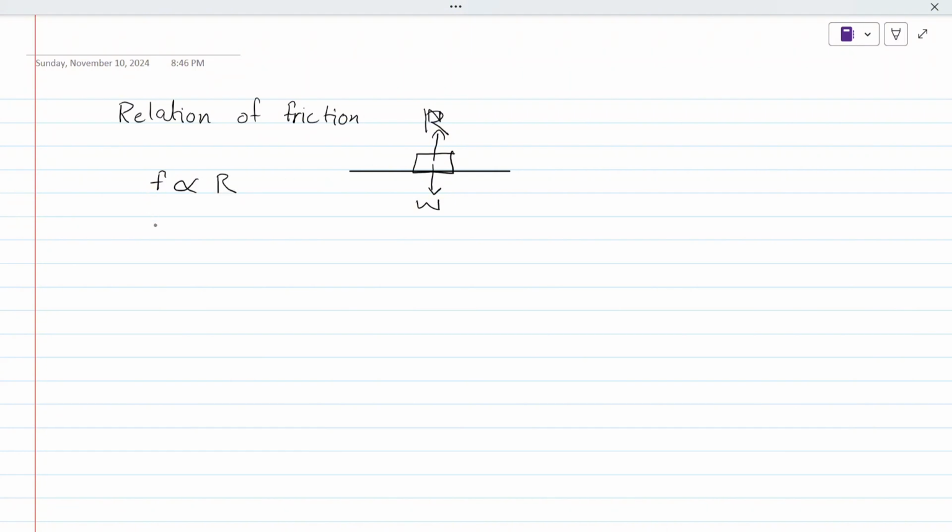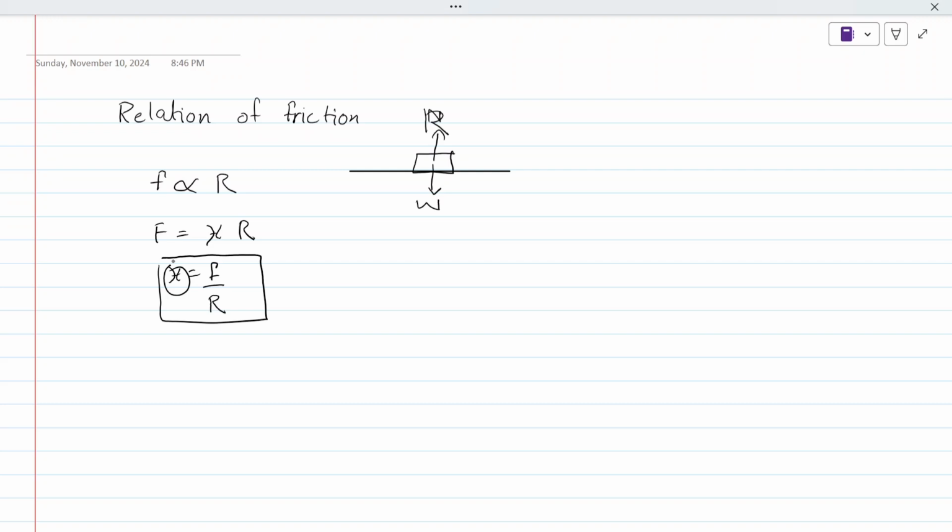If I apply a constant mu, force is equal to mu R, and mu is equal to the force of friction by R. Okay, this is the relation. What is mu? Mu is the surface constant, and it is constant for every surface. Mu is the ratio of force of friction to the reaction force.